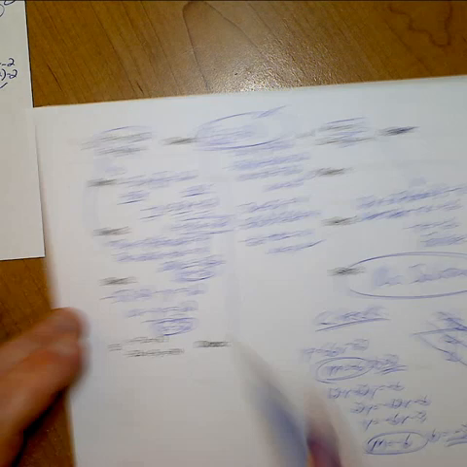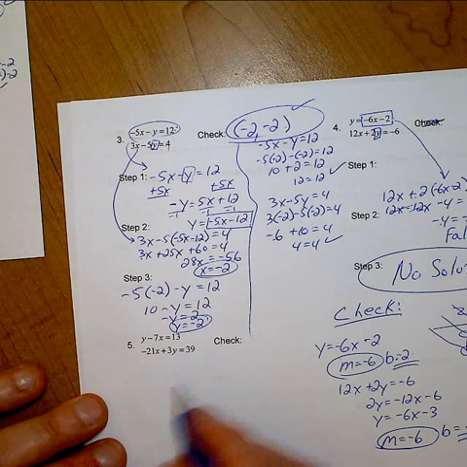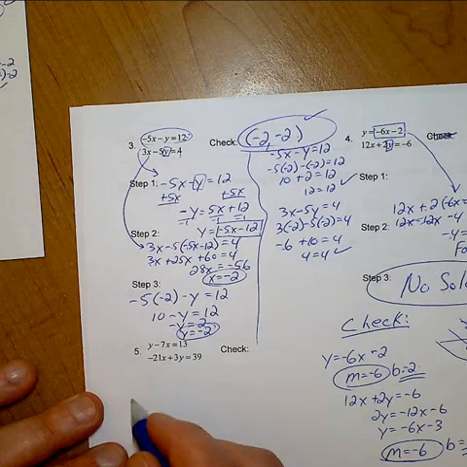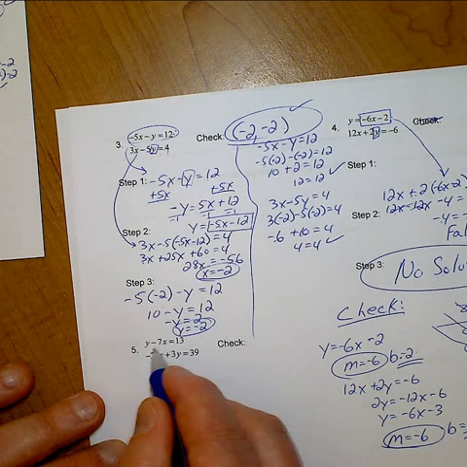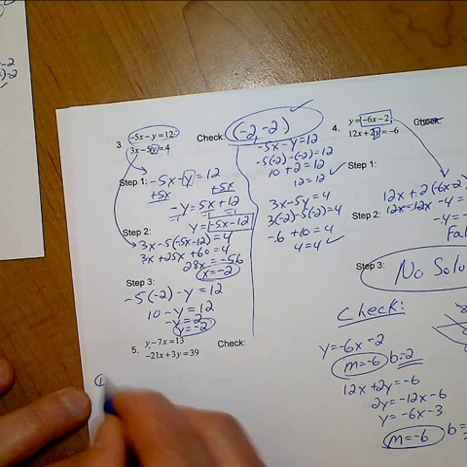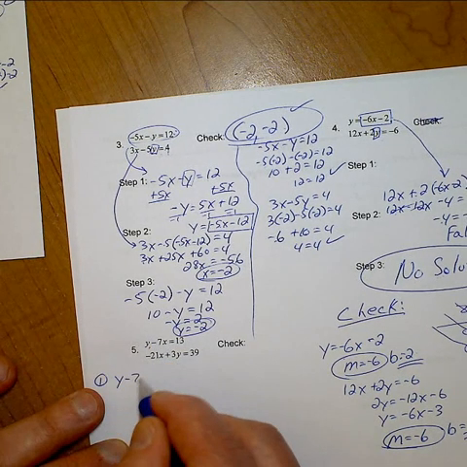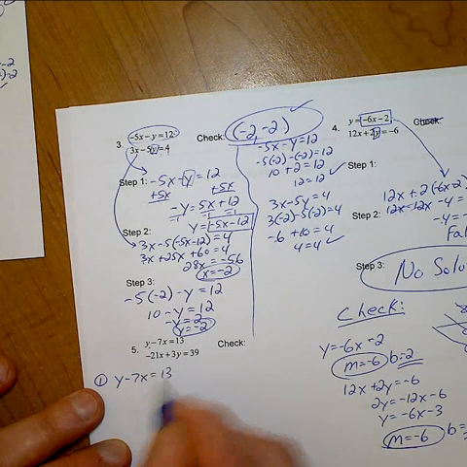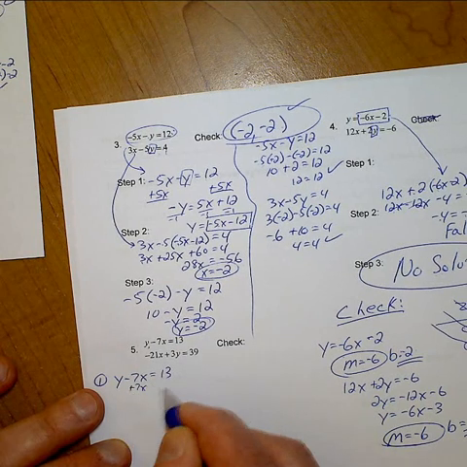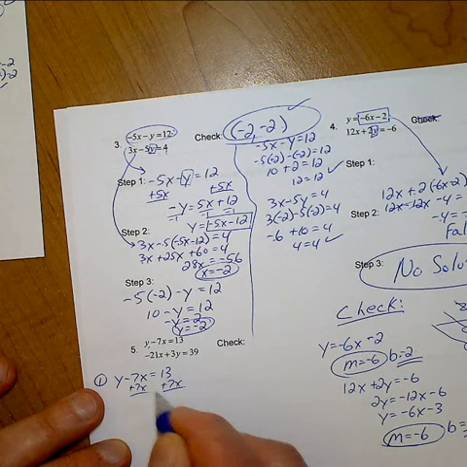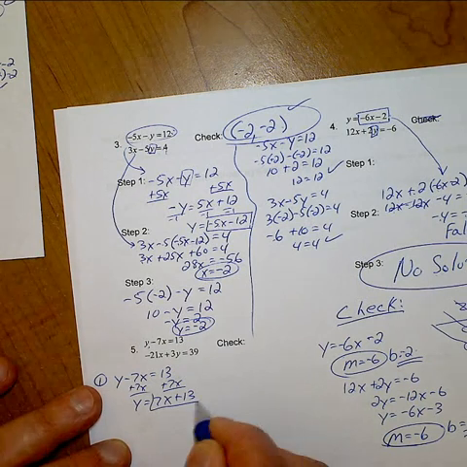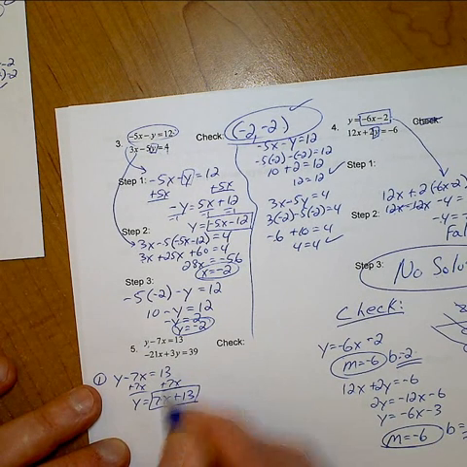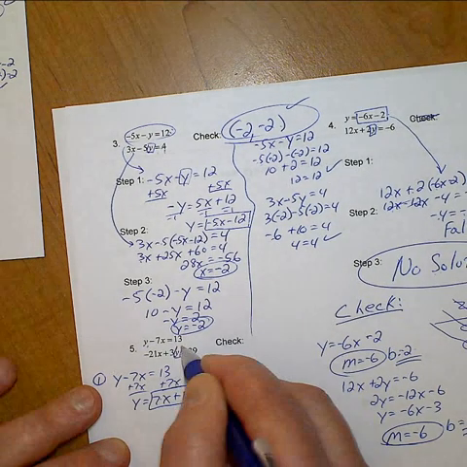Let's go on to our last example here. So we don't have our steps written down, so we can do this by ourselves. I have to solve for y here. So step 1, I'm going to take y minus 7x equals 13, and I'm going to solve for y. I'm going to add 7x and add 7x. I get y equals 7x plus 13. Now I solve for y. I'm going to take this y and plug it in right there.